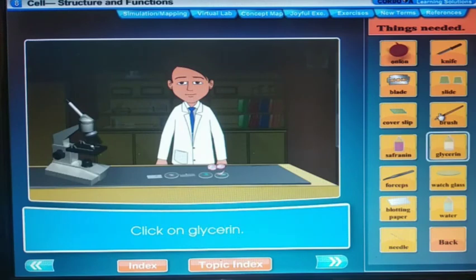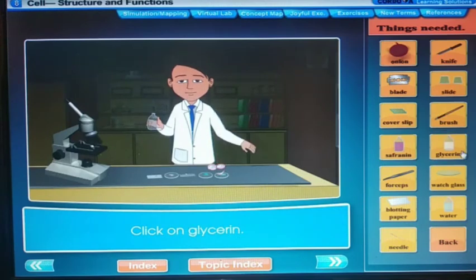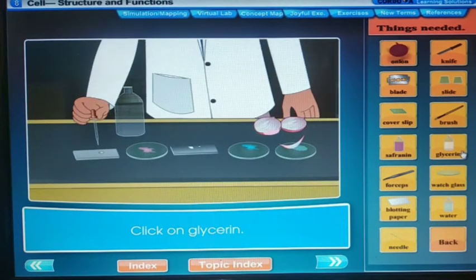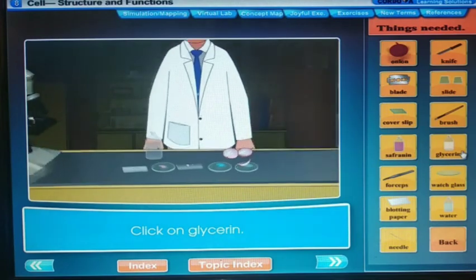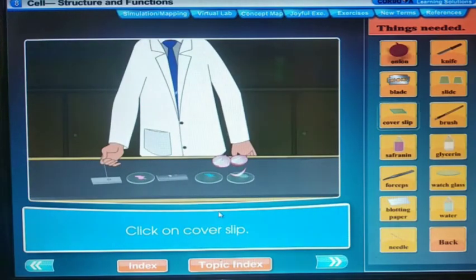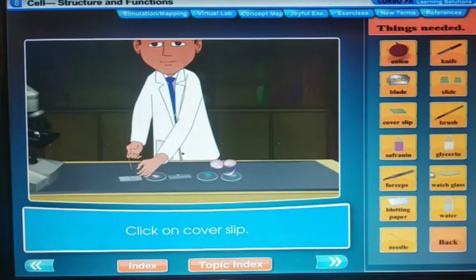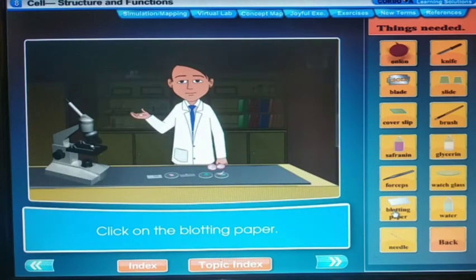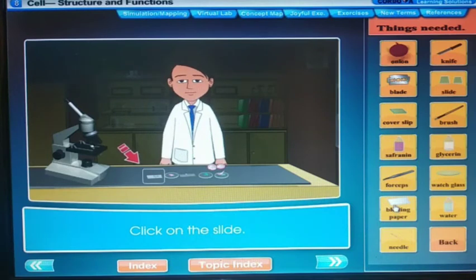Click on glycerin to put a drop over the peel kept on the slide to fix it on the slide. Click on the needle to help put the cover slip on the slide. The needle is used to avoid air bubbles in the mount of the slide. Click on the blotting paper to remove excess glycerin from the slide. Click on the slide to place it on the microscope.